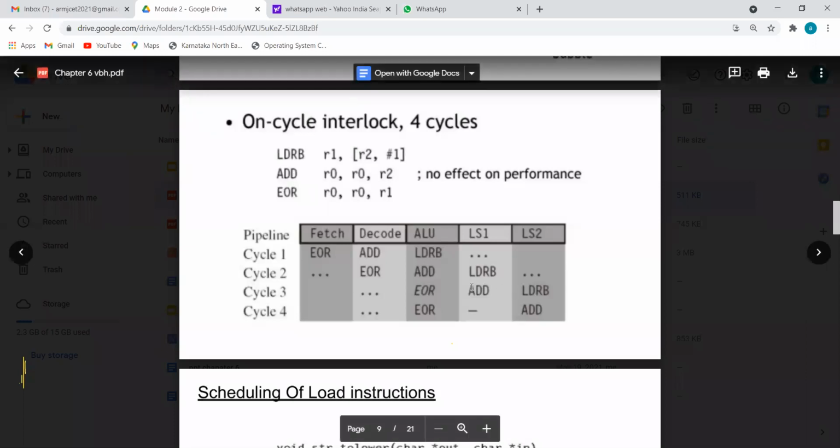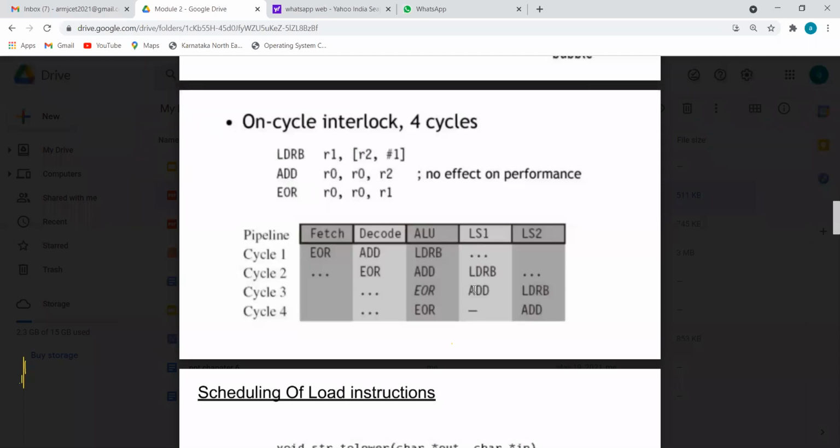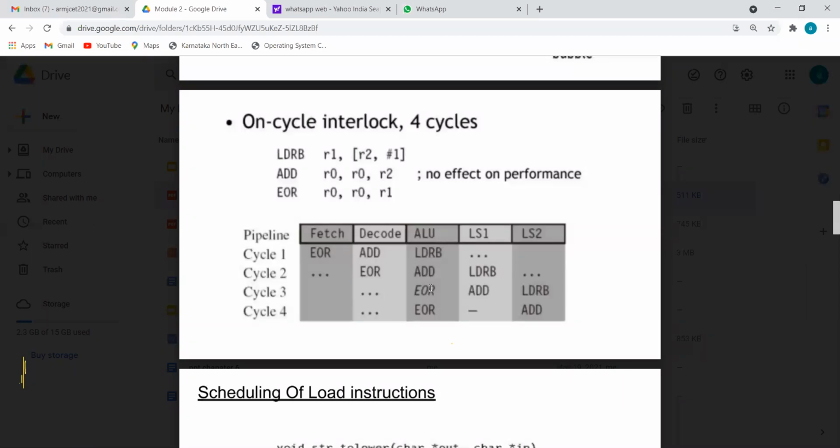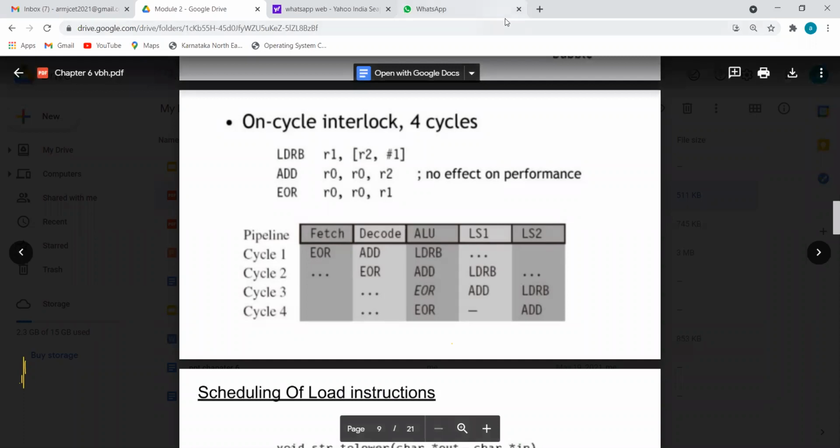So when add completes, it's the end of LS1. Sorry, it's the end of the ALU in cycle 2. Okay, what happens in cycle 3? Cycle 3 tries to execute a XOR. You can see here in the cycle 3 row we have a XOR, but XOR needs two values. One is R0 and another one is R1.